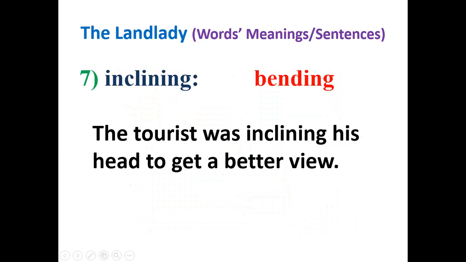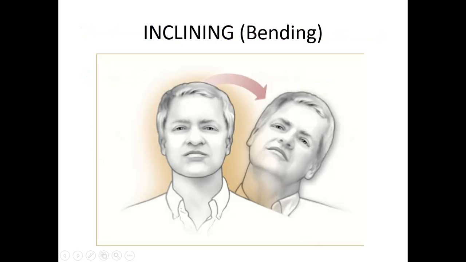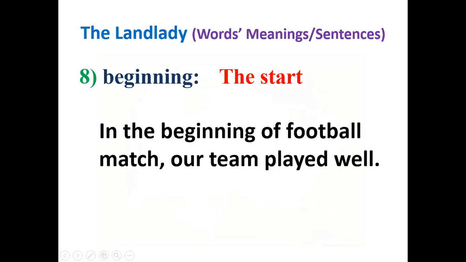Number 7 word is inclining. Inclining is bending. The tourist was inclining his head to get a better view. Now you can see his picture of a tourist. So he is inclining his head, means he is bending his head to get a better view or to see something more clearly.